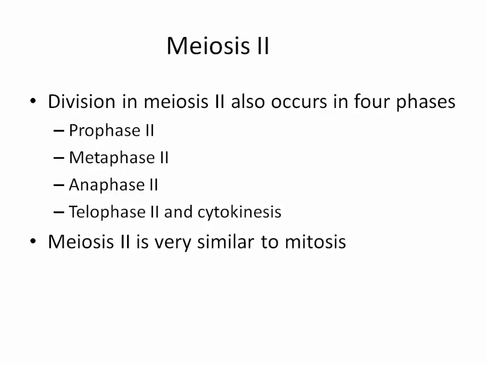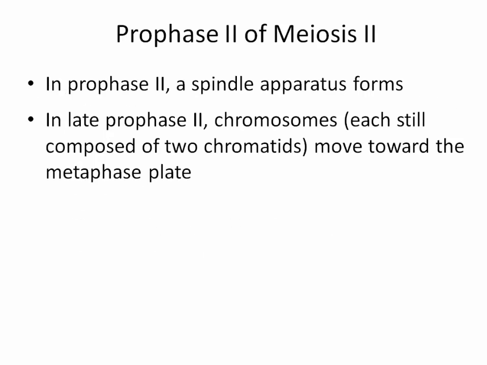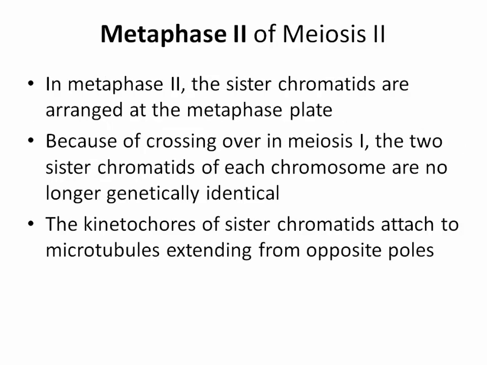Division in meiosis 2 also occurs in 4 phases: prophase 2, metaphase 2, anaphase 2, telophase 2, and cytokinesis. It's very similar to mitosis. In prophase 2, a spindle apparatus forms. In late prophase 2, chromosomes, each still composed of 2 chromatids, move towards the metaphase plate. In metaphase 2 of meiosis 2, the sister chromatids are arranged at the metaphase plate.